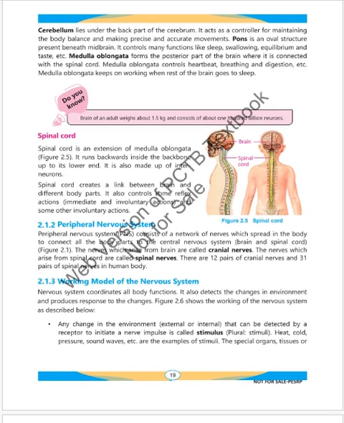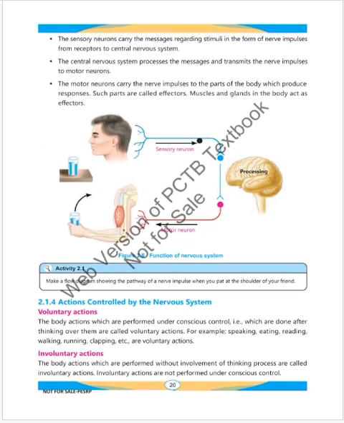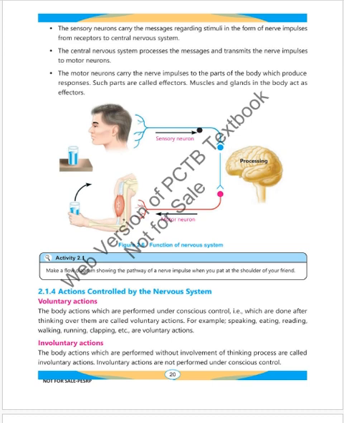The special organs, tissues, or sensory neurons carry the message regarding stimuli in the form of nerve impulses from the receptor to the central nervous system. The central nervous system processes the messages and transmits the nerve impulses to motor neurons. Motor neurons carry the nerve impulses to the parts of the body which produce responses. Such parts are called effectors. Muscles and glands in the body act as effectors. Figure 2.2 shows the function of the human nervous system.